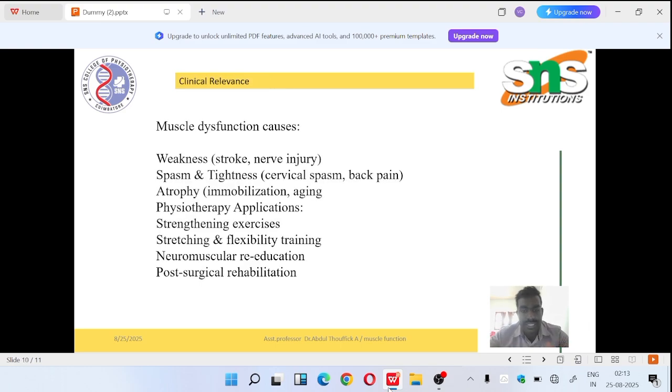What is the clinical relevance? When muscle fails to function properly, we see issues such as weakness, for example after a stroke or nerve injury, spasm and tightness common in neck and back pain, and atrophy which happens due to immobilization or aging. As physiotherapists, we address these through strengthening exercise and stretching, neuromuscular re-education, and post-surgical rehabilitation.